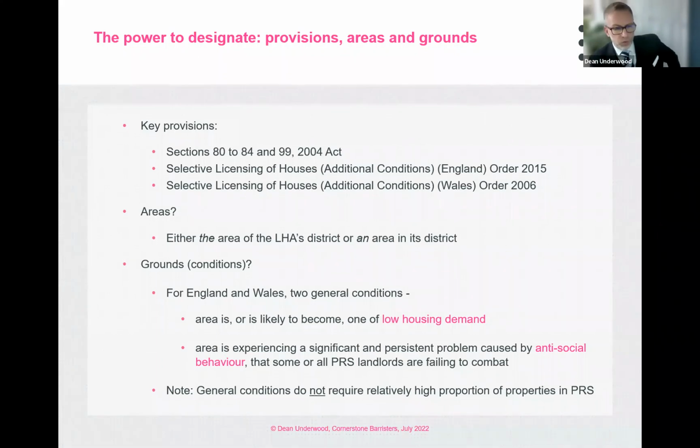A further note is that the general conditions, and this is something that is frequently overlooked by local housing authorities, do not require there to be a relatively high proportion of properties in the private rented sector. That precondition only applies to the additional conditions on which a selective licensing designation can be made. So when it comes to low housing demand and antisocial behaviour, it is sufficient, subject to the additional preconditions that we'll look at in a moment, for there to be an area of low housing demand or a problem with antisocial behaviour that is not addressed sufficiently or adequately by PRS landlords.